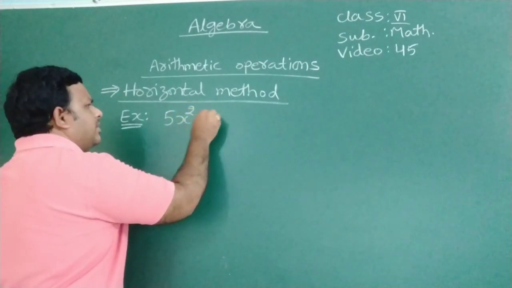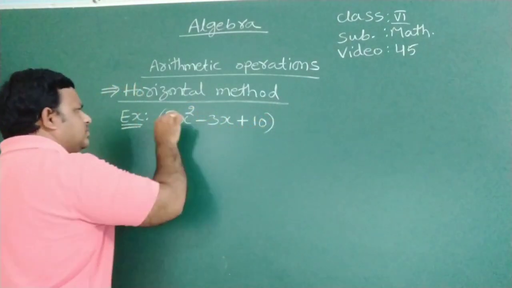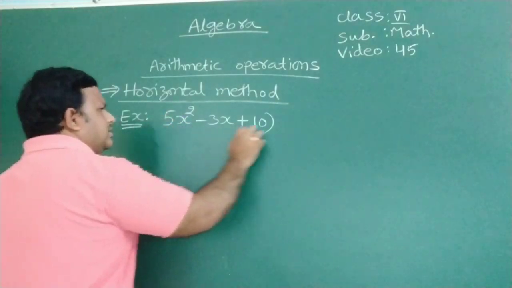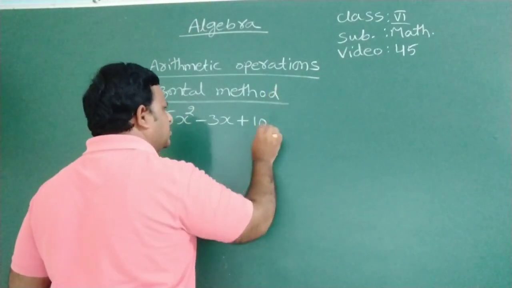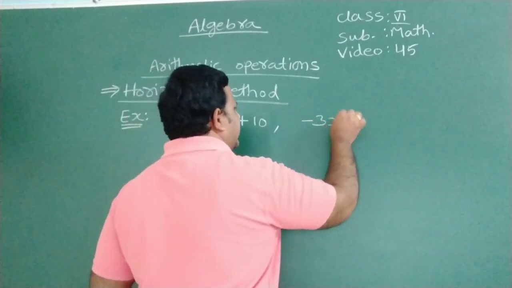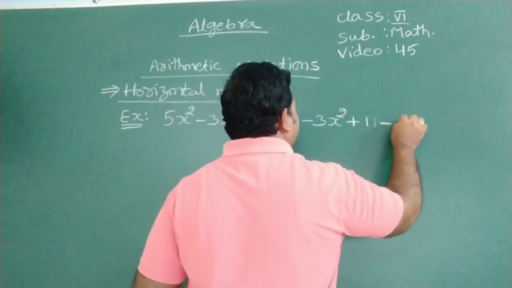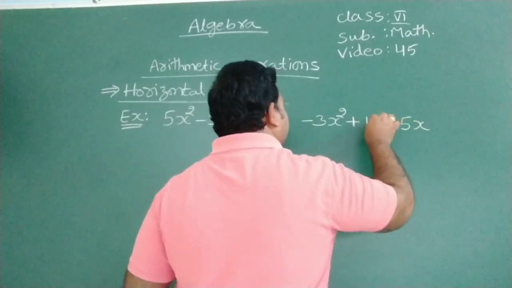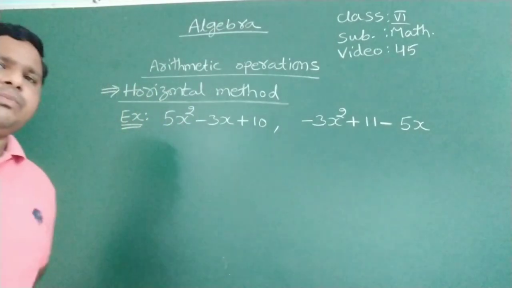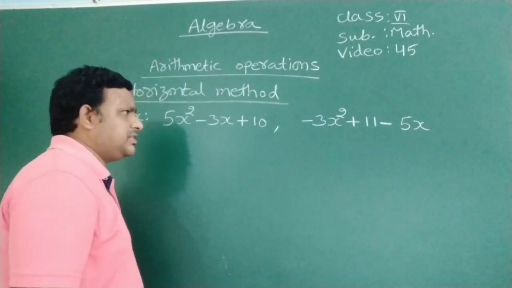5x square minus 3x plus 10. This is one algebraic expression. This should be added to one more algebraic expression, minus 3x square plus 11 minus 5x. These are the two algebraic expressions.